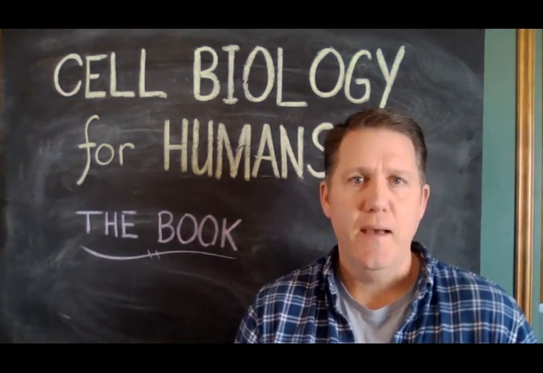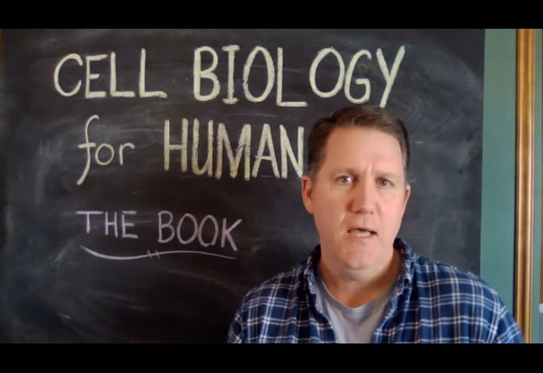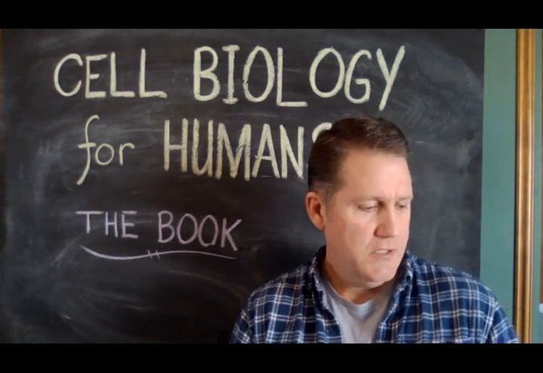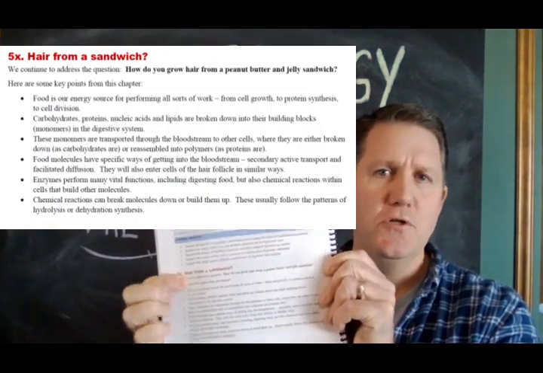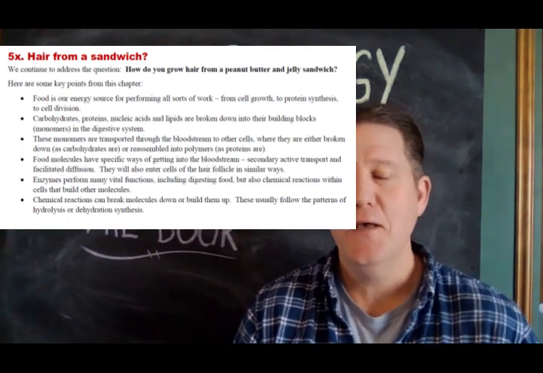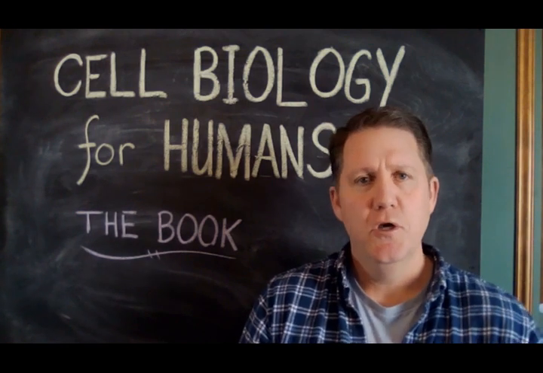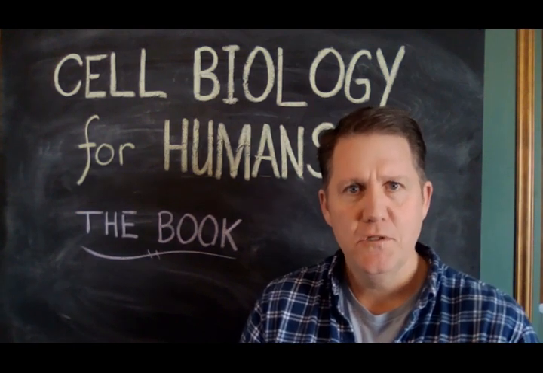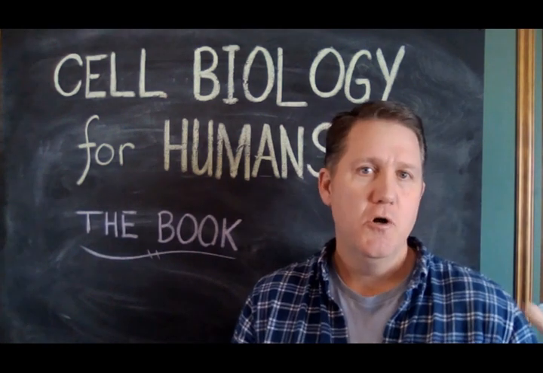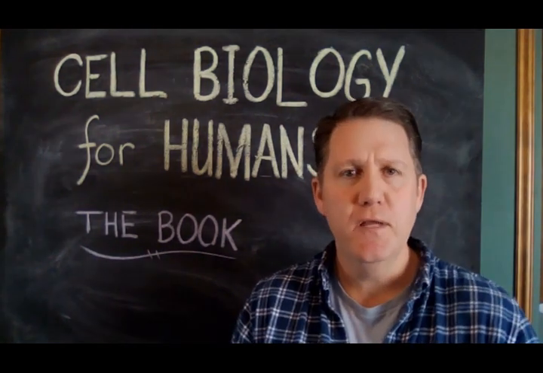When you get to the end of the chapter, you'll find three common sections, X, Y, and Z. Section X is hair from a sandwich. This is kind of a funny question that I'll ask, and I'll explain more in class, but this is kind of a common theme that runs through the book, so you can see how what happens in cells applies to a larger, everyday familiar thing like growing hair.